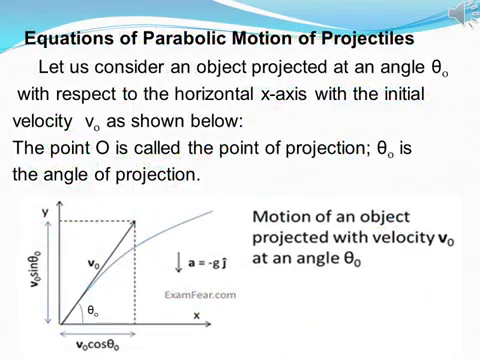Now, let us discuss how to derive the equations of parabolic motion of projectiles. Let us consider an object projected at an angle theta 0 with respect to the horizontal axis with the initial velocity v0, as shown below. The point O is called the point of projection and theta 0 is the angle of projection.